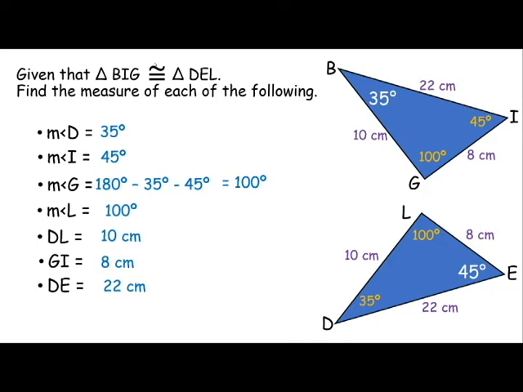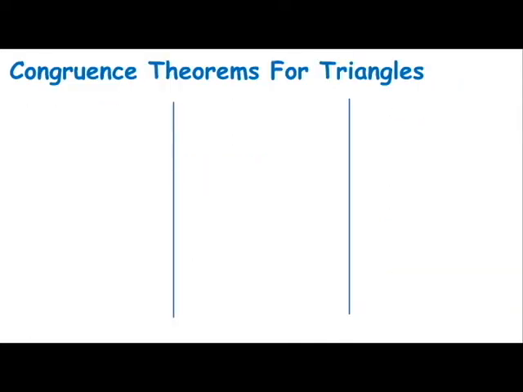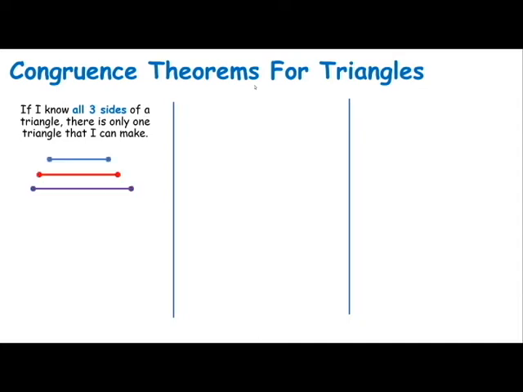Now, here's the good news. In order for us to know if triangles are congruent, we don't actually have to check every single side and every single angle. So I want to talk for a few minutes about the congruence theorems for triangles. A theorem is just a fancy name that means a rule that we have proven or something that we know is true. Like, for example, this one here. If I know all 3 sides of a triangle, there's only one triangle that I can make. I'm going to do my best to try and illustrate these for you using some pictures.